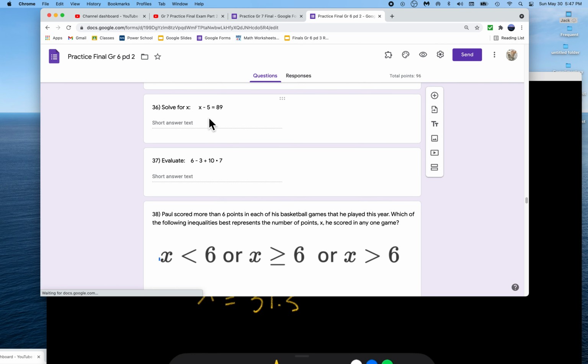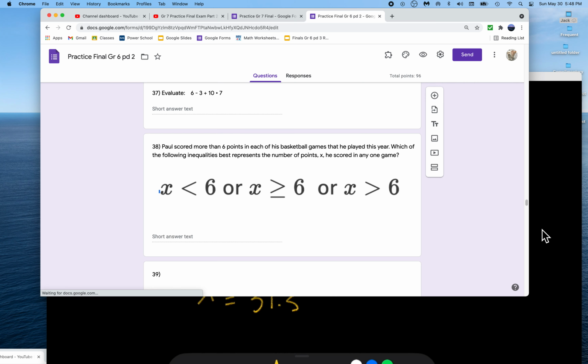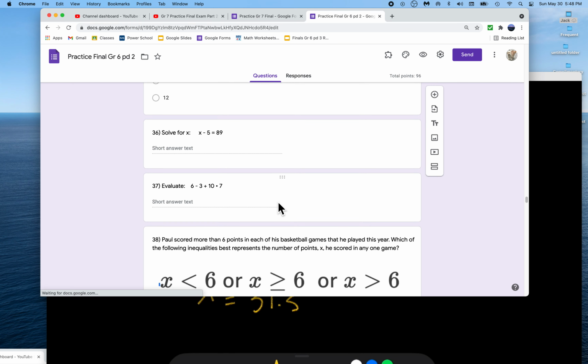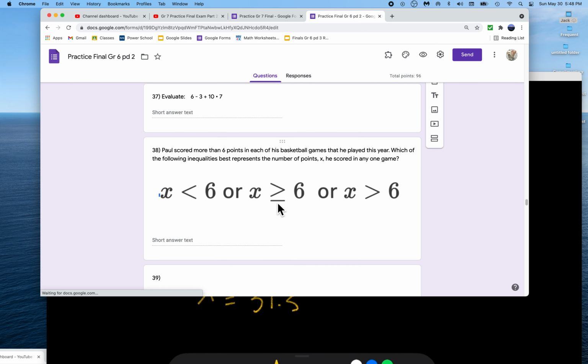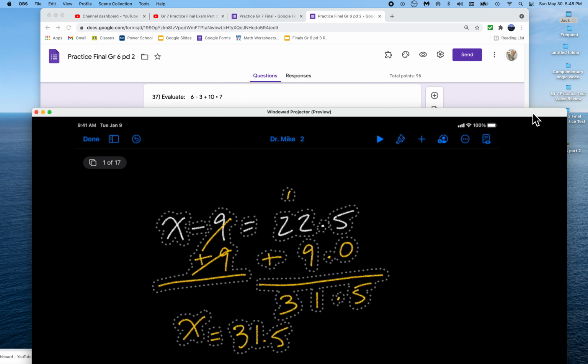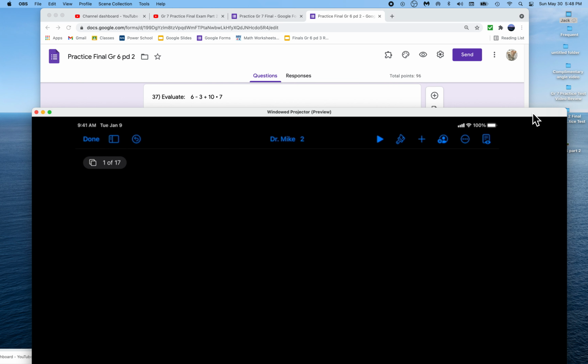Solve for x. I'm not even going to write it out. We're going to add 5 to both sides, and we're going to get x equals 94. Okay, here's another PEMDAS. Okay, we're almost done, folks. Here we go. We're going to evaluate this. Let me write it in.